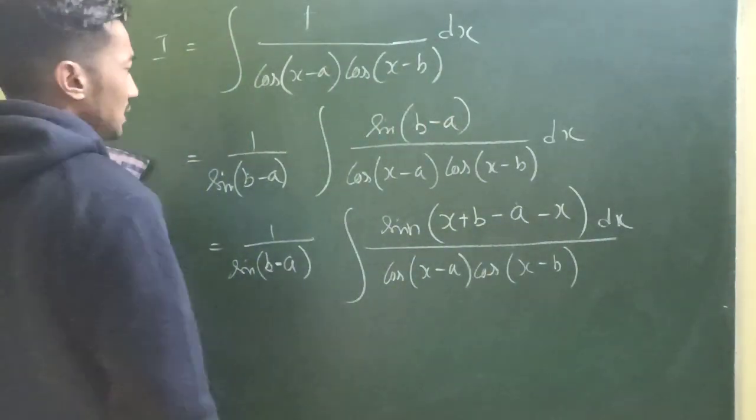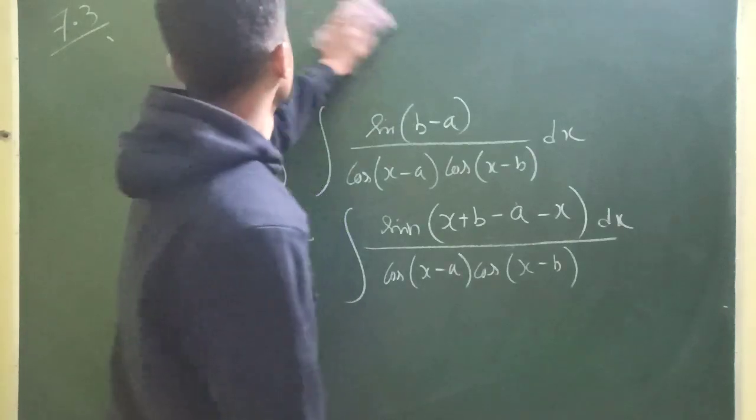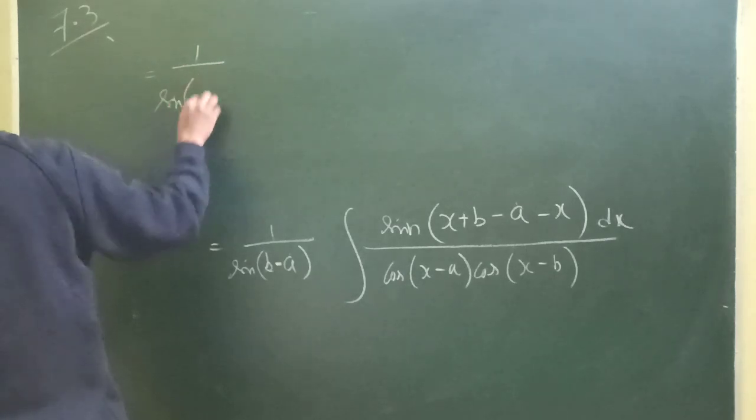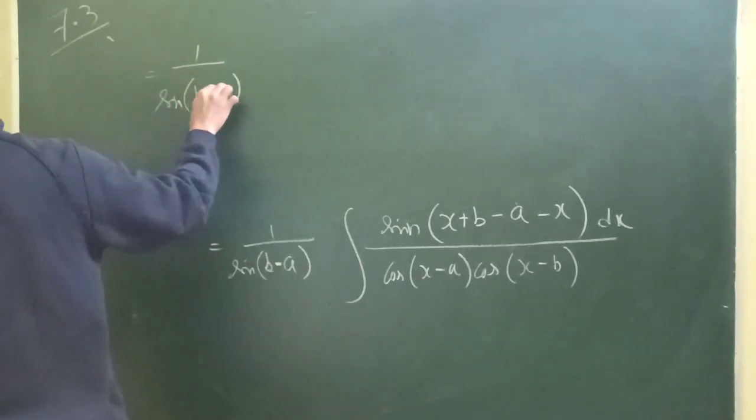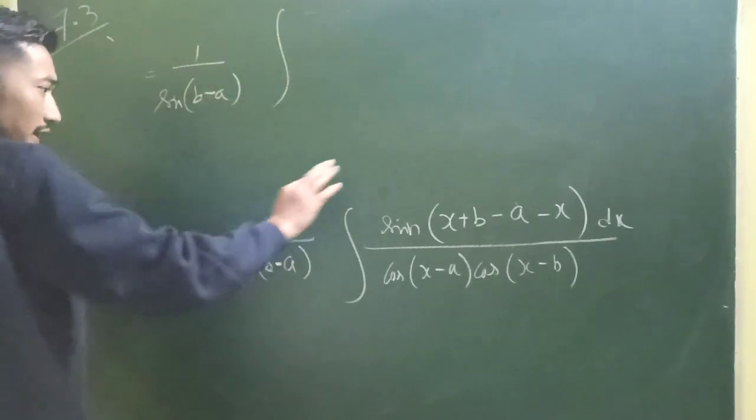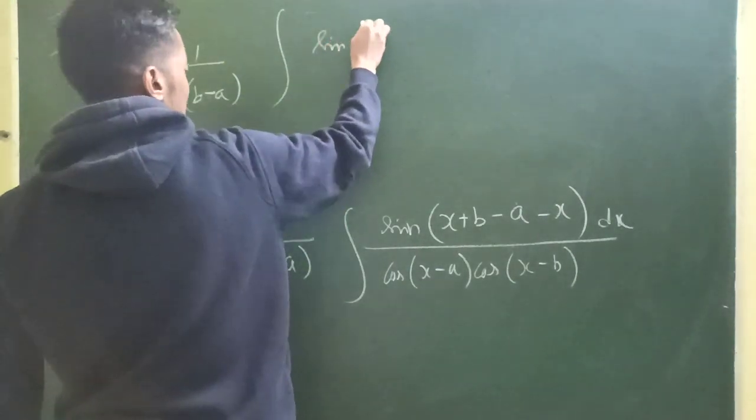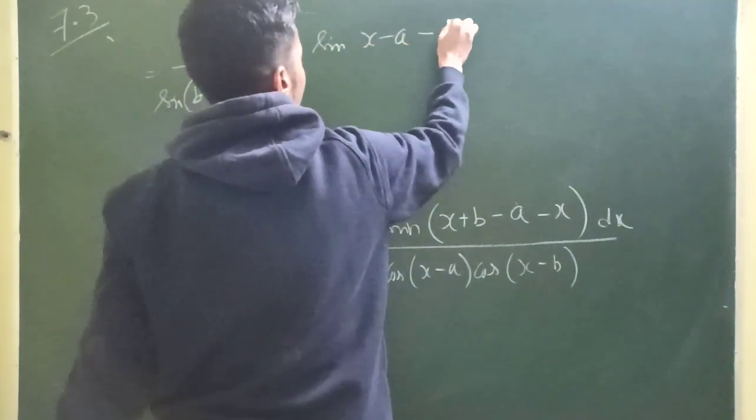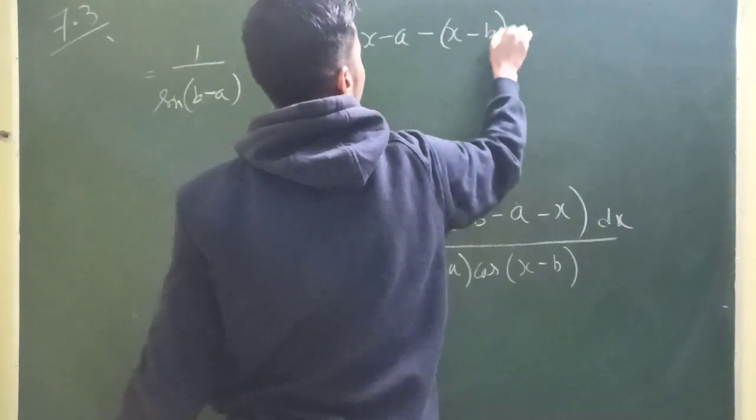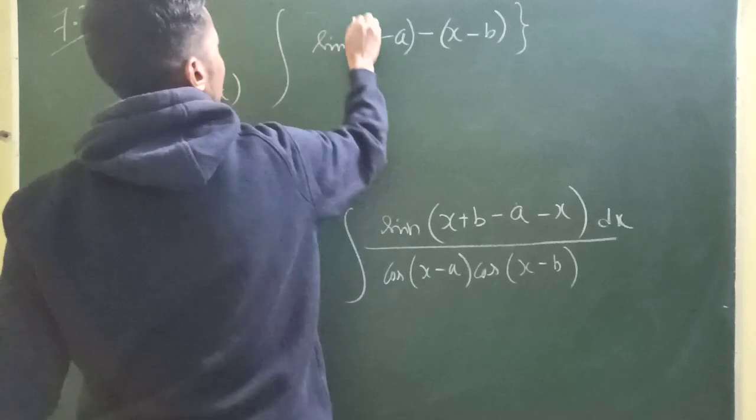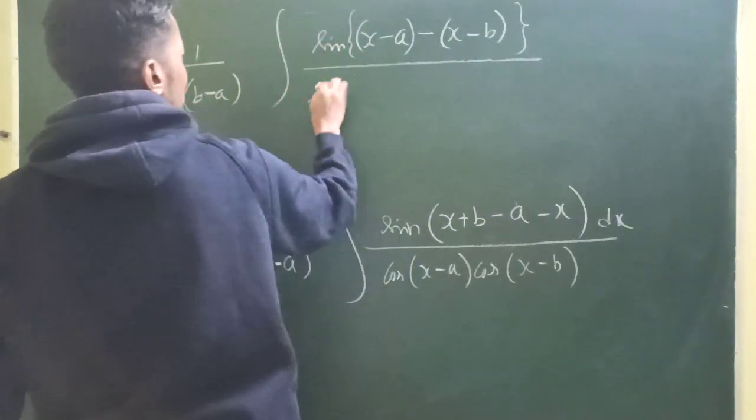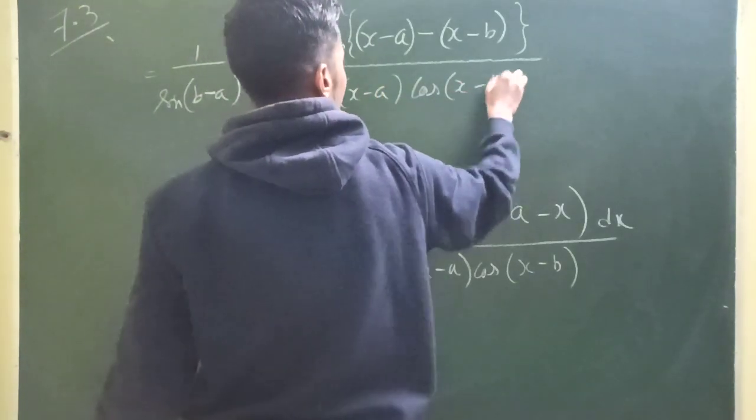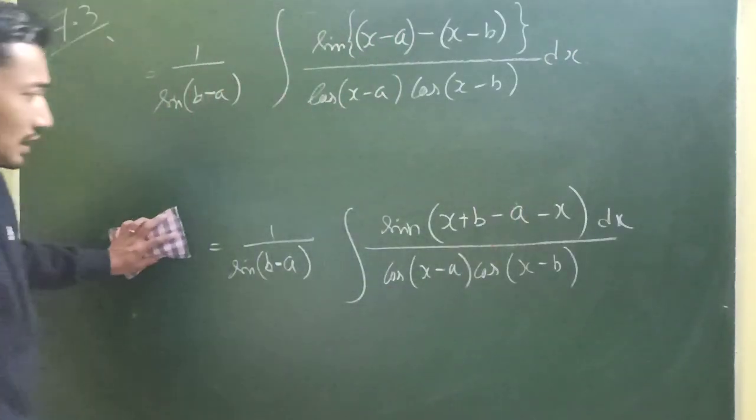Okay, done now. I'm going to rub this part. So 1 by sine of b minus a. That's how it is; we just cannot predict what is going to happen, so we just have to make some arrangements. Sine of x minus a, minus x minus b, over cos of x minus a, cos of x minus b. Now I think that's all set there.